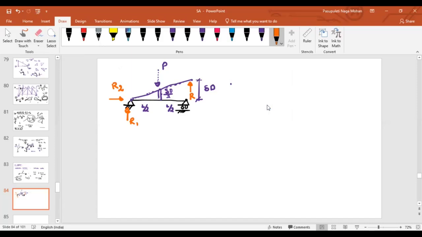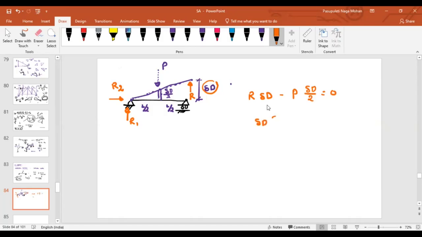Now, as you can see, because of this virtual displacement, what is the work done here? I can say this as R into delta D. And because of this applied force P, what is the work done? P into delta D by 2. As these two are in the opposite direction, I can say R into delta D minus P into delta D by 2 is equal to 0.